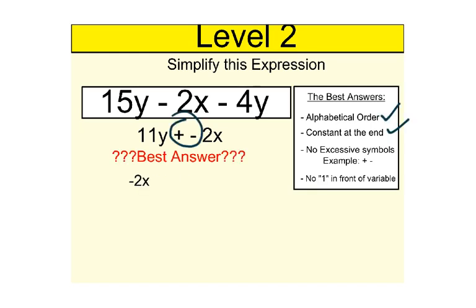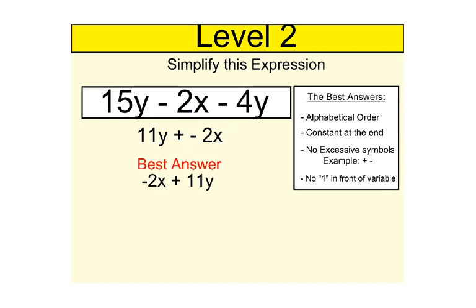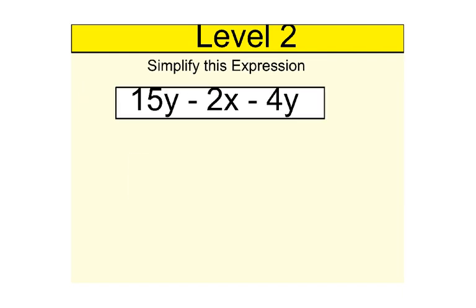Sorry. We wrote this in the front of the problem, so that part of the problem is done. I don't have those excessive signs. Now I'm going to bring my 11y down at the end. It's a positive 11y, so I'm going to put plus 11y. This is what it will look like: negative 2x plus 11y. It says no 1 in front of the variable, and I do not have a variable that has a 1. For a constant, I have none. Okay, best answer.